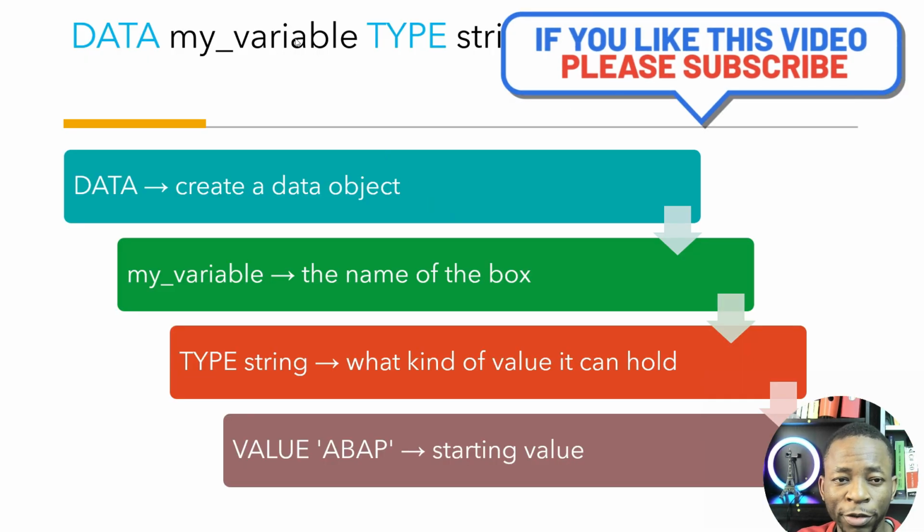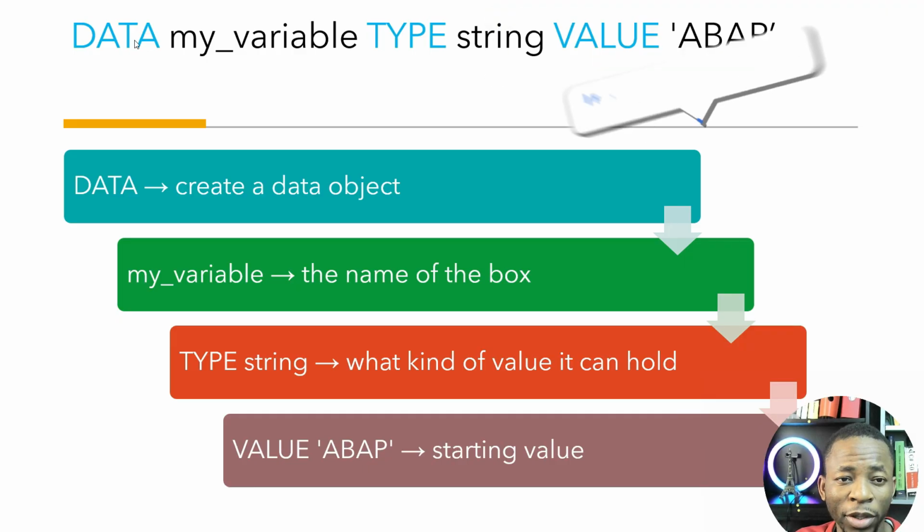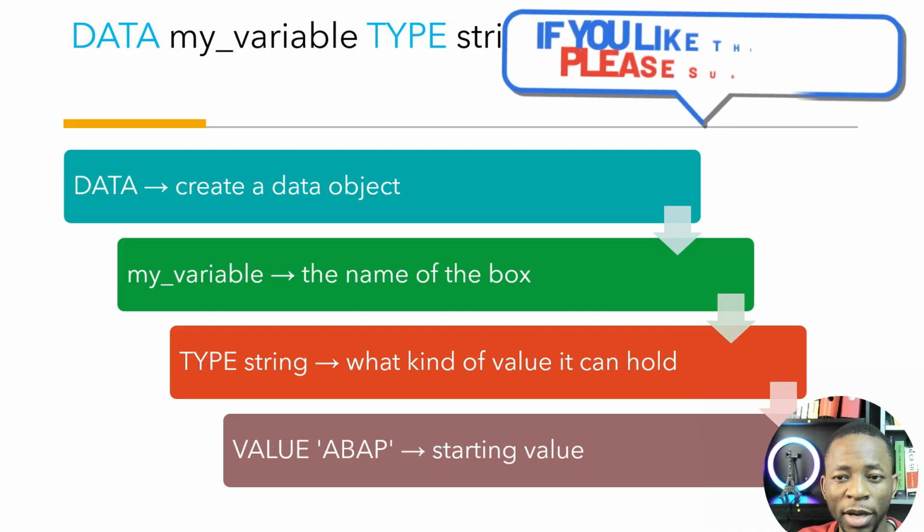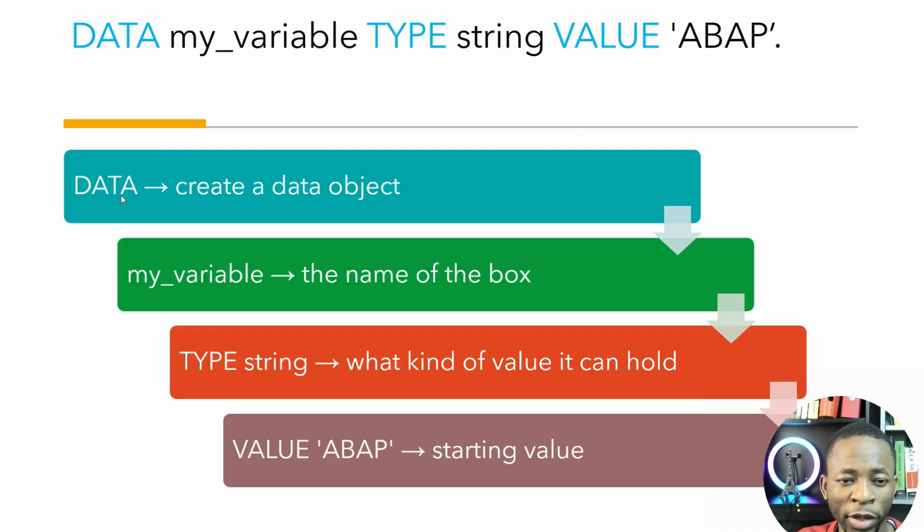For instance, if you look right up here, this is the syntax for data declaration. You're going to have DATA, then you give a variable, my_variable, followed by the keyword TYPE, and then the type of data object, string, and then you have VALUE above. Here DATA means that it creates a data object, so this can be understood as data declaration. Then my variable is the name of the box that we mentioned initially.